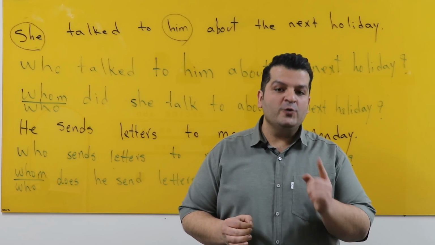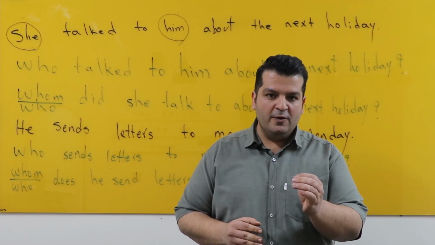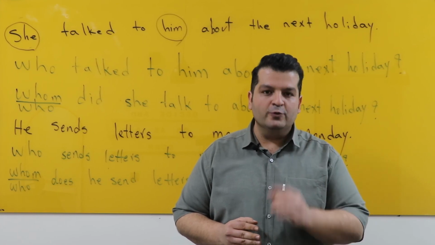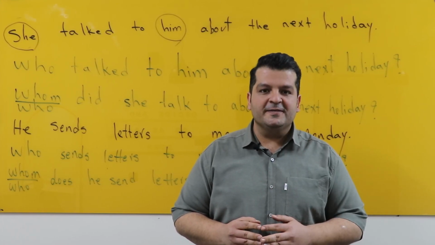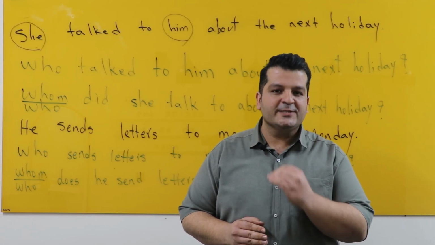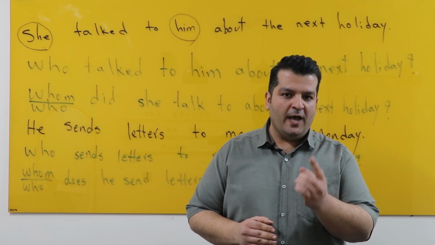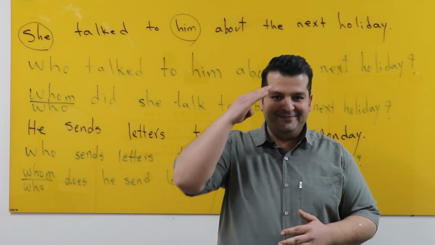Now, I want to give you a sentence and you should make examples for both who and whom. My sentence is this: I saw him at the party last night. Make your questions with who and whom.